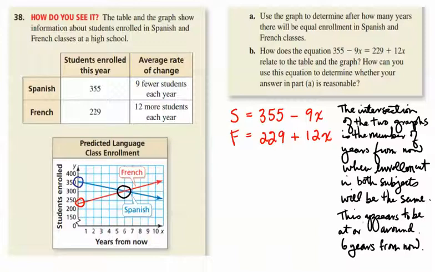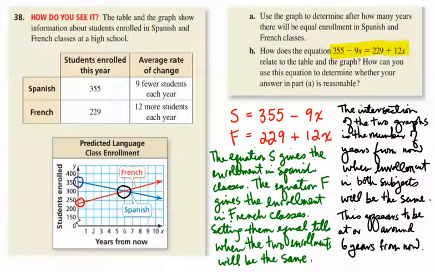Now B, how does the equation 355 minus 9x equals 229 plus 12x relate to the graph and the table? So we've already made the equations. And what this equation has done is set those two equations equal to each other. One gives the enrollment in Spanish classes x years from now. The other gives the enrollment in French classes x years from now. We set them equal to each other. We will know when enrollment is the same.